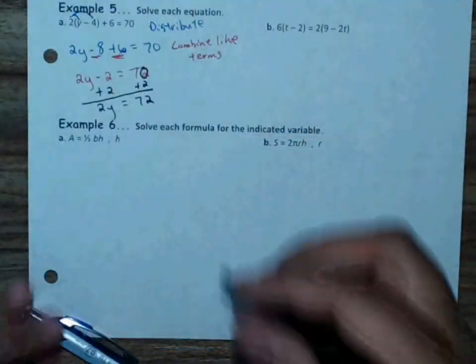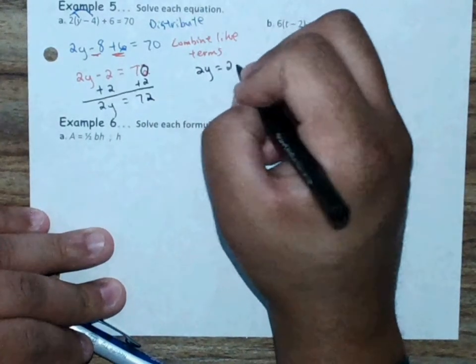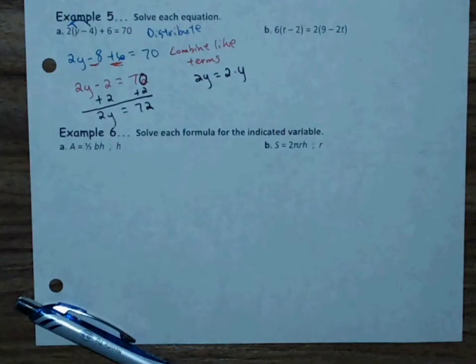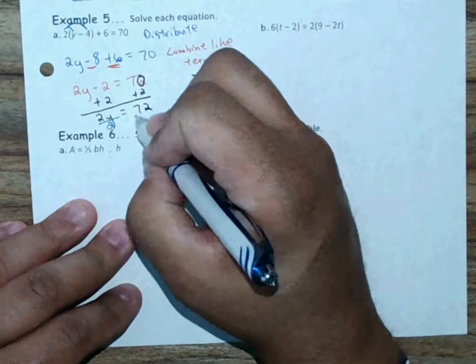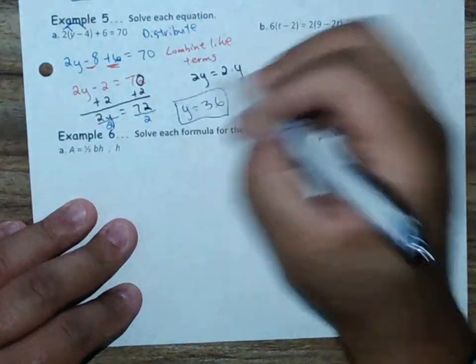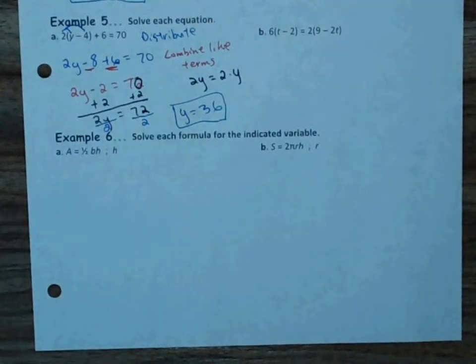Again, that 2y is the same thing as saying 2 times y. And the opposite of multiplication is division. So I'm going to divide both sides by 2. And y equals 36. Easy. As my son says, easy peasy, lemon squeezy.